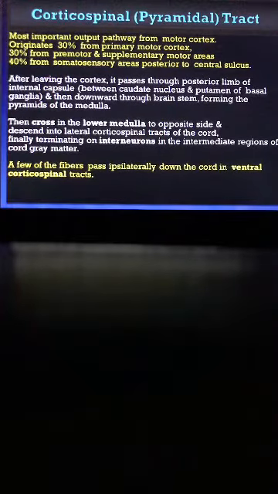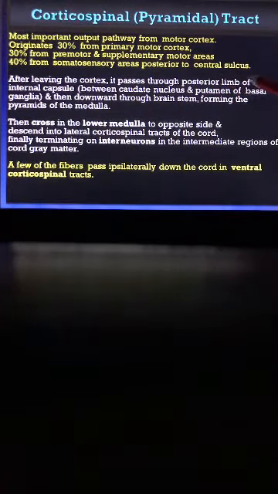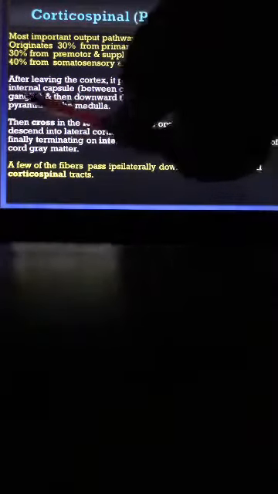Corticospinal or pyramidal tracts, they are the most important output pathway from the motor cortex. Originates 30% from primary motor cortex, 30% from premotor and supplementary, and 40% from the somatosensory area. After leaving the cortex, it passes through the posterior limb of internal capsule between caudate and putamen, and then downward through brainstem forming the pyramids of the medulla.